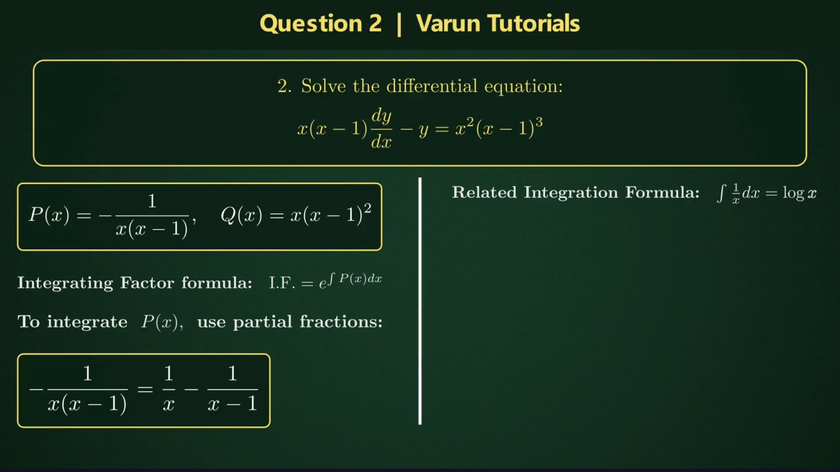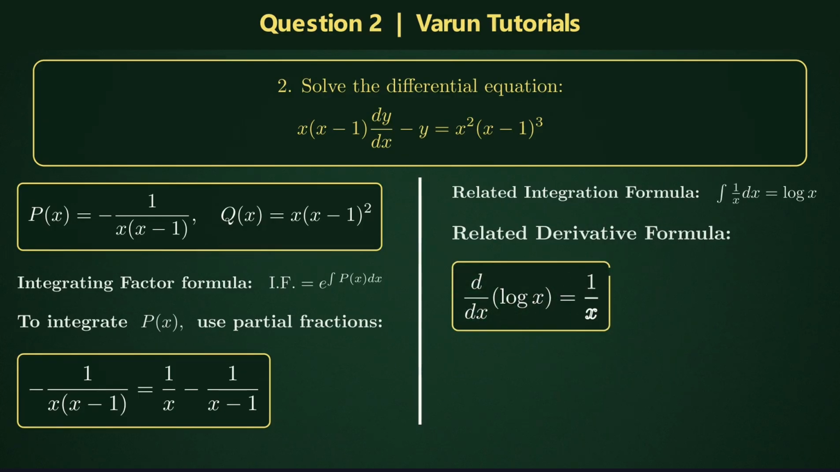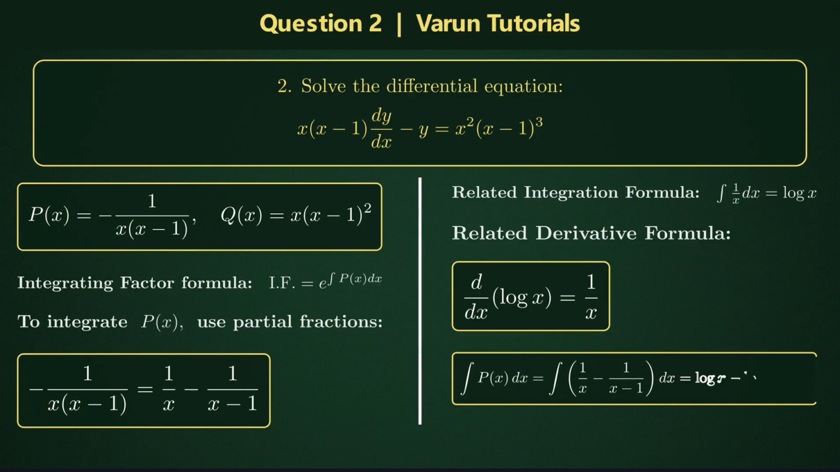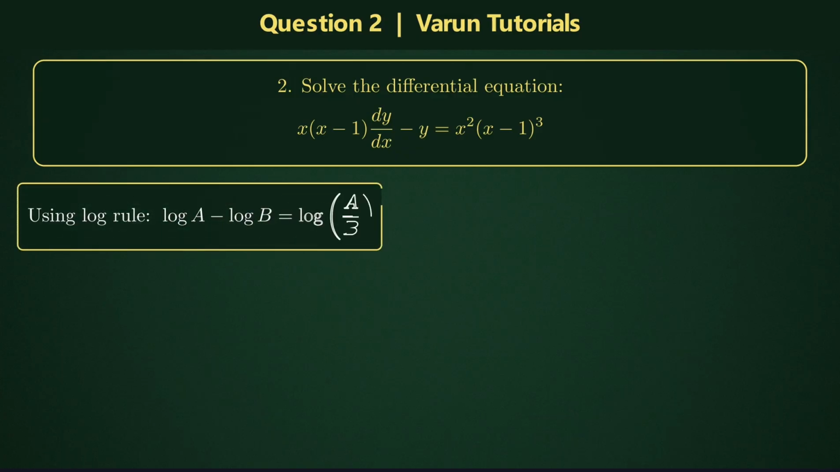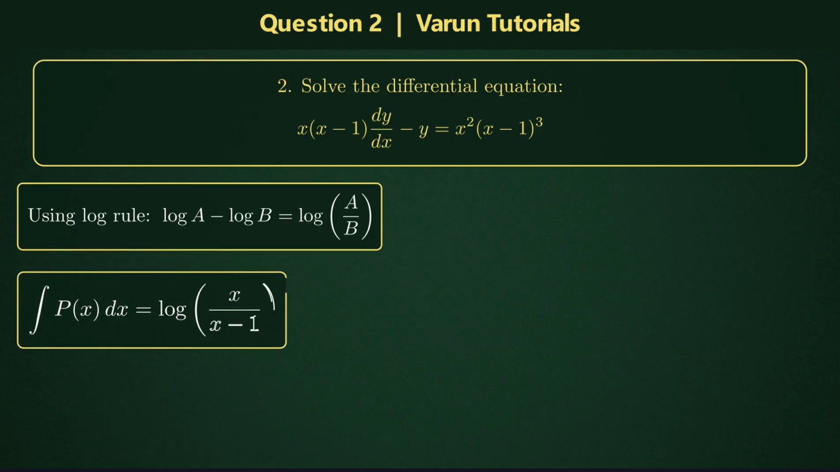Let's recall the standard logarithm integration formula, where the integral of 1 over x is natural log of x. Let's also recall the corresponding derivative formula: the derivative of natural log of x is 1 over x. Integrating our partial fractions gives the integral of p of x, dx, equals log of x, minus log of the quantity x minus 1. Using the logarithm subtraction rule, log of a minus log of b is log of the fraction a over b. Applying this rule, the integral simplifies to the natural log of the fraction, x over x minus 1.